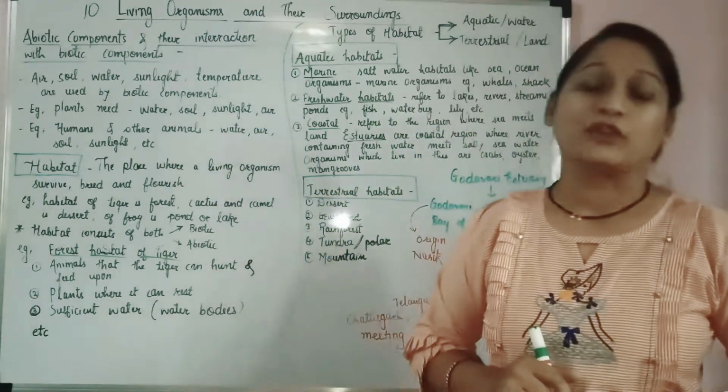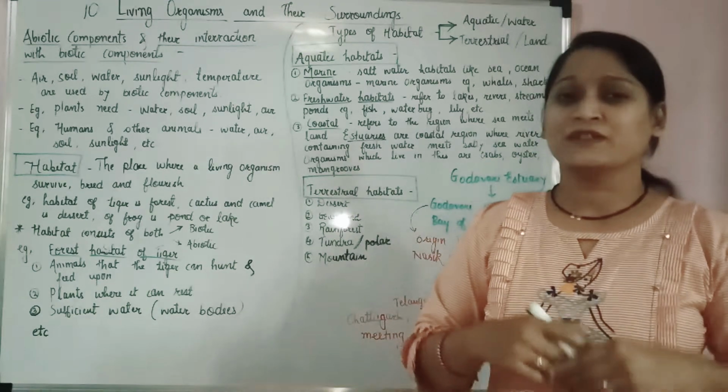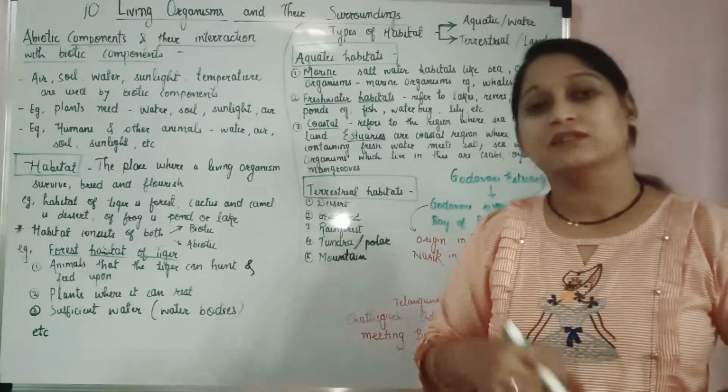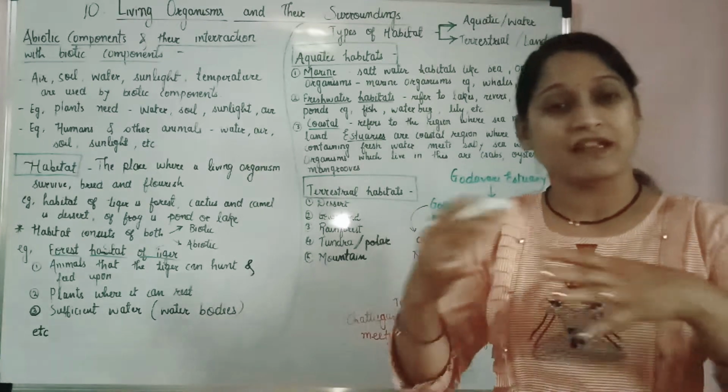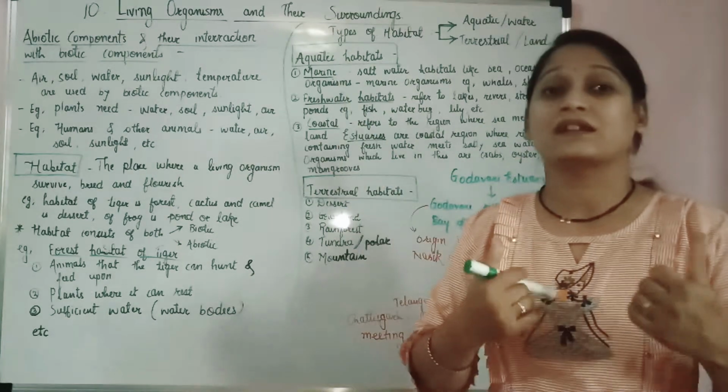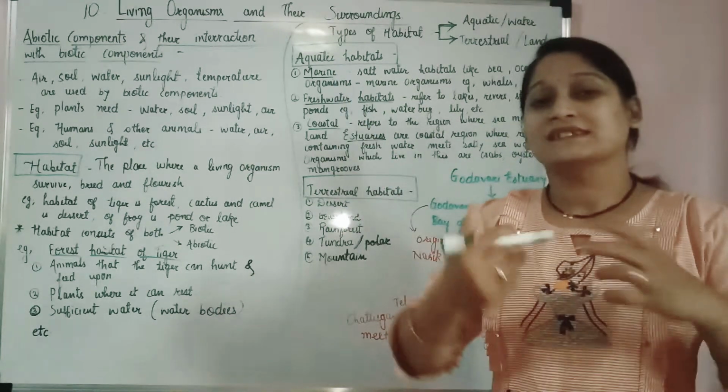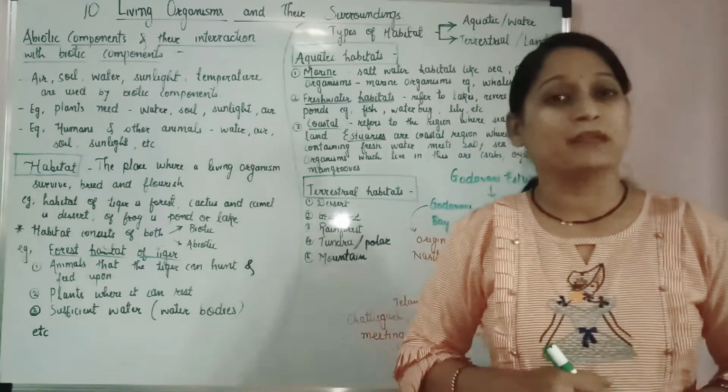Another example is of human beings. Okay, a variety of animals are there, like domestic animals, wild animals, some are terrestrial, some are aquatic, some are aerial, some are arboreal. But amongst them I'm taking the example of human beings, right?